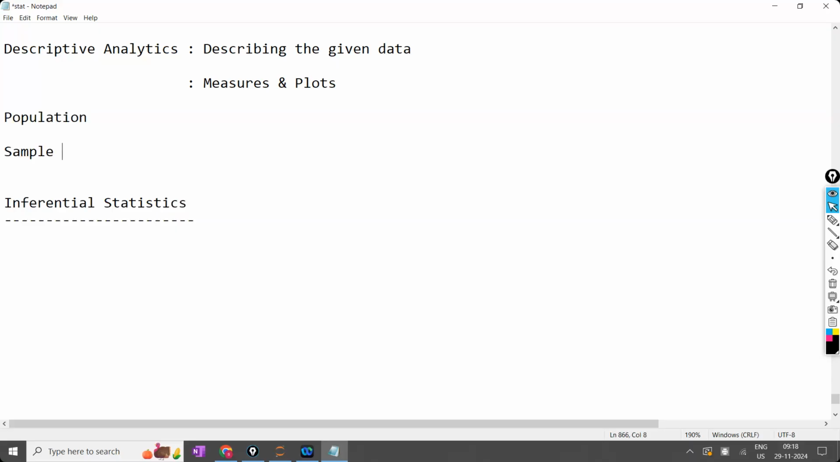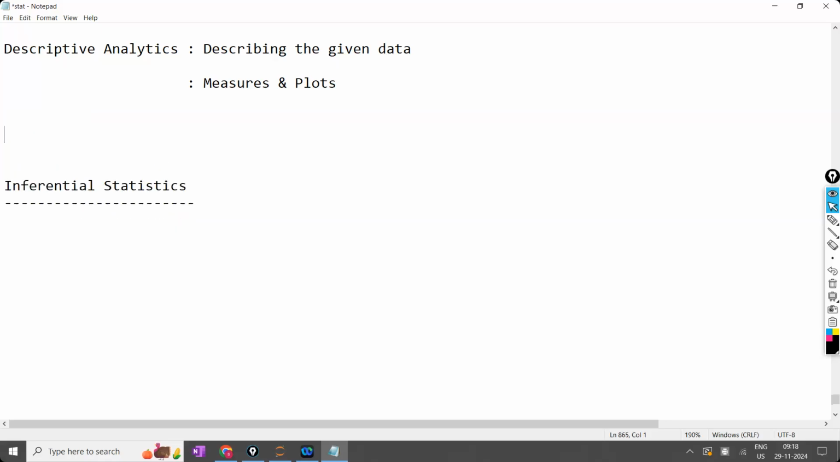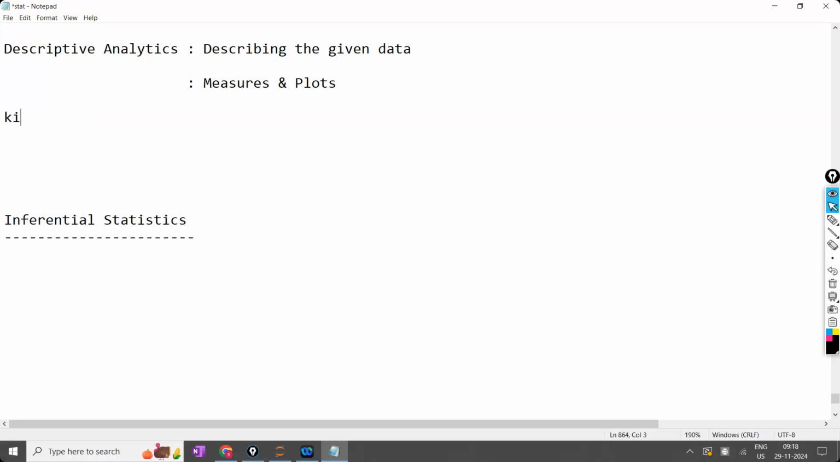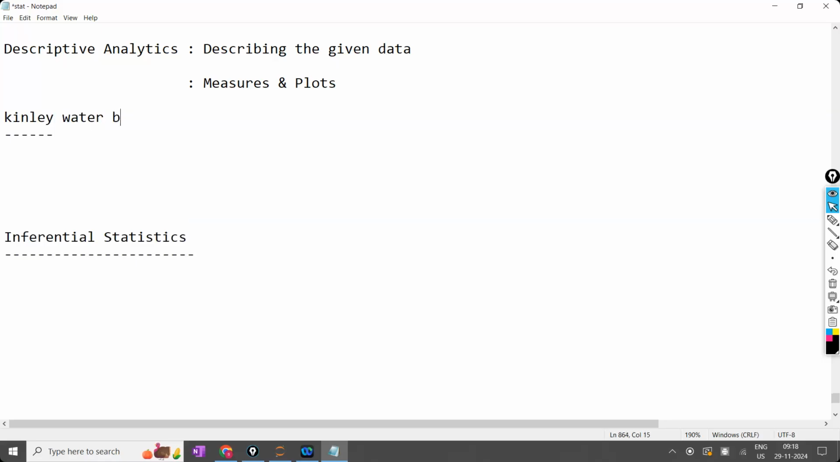So here we are going to work in terms of a sample. Let's take an example, like a Kinley water bottle. Remember this example. Like this, we are going to discuss multiple examples, not just one. The first one is the Kinley water bottle, of 1 liter. 1 liter means 1000 ml.